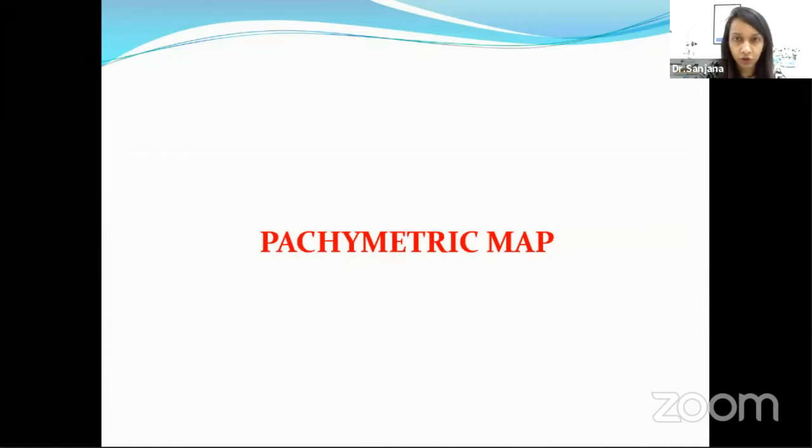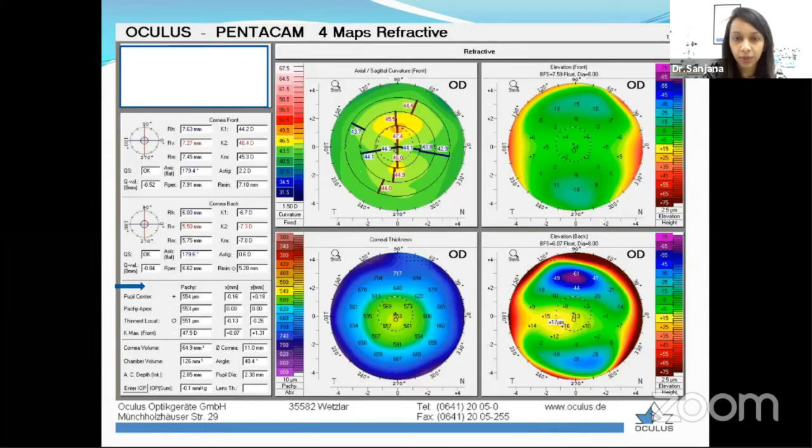So the next is moving on to the Pachymetric map. Now in the Pachymetric map, basically this is the corneal thickness map, and we also have the values mentioned over here on the left side. We have different things, such as the pachymetry at the pupillary center, and the pachymetry at the apex. Then we have the thinnest location. What is more important for us, especially for refractive surgery planning, is the thinnest pachymetry. And in this case, we see the thinnest pachymetry is 551.